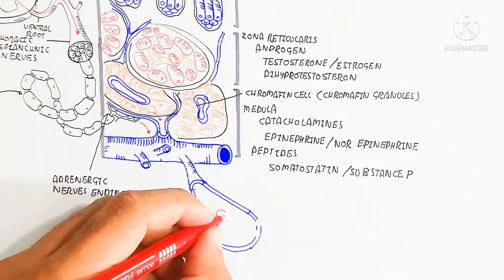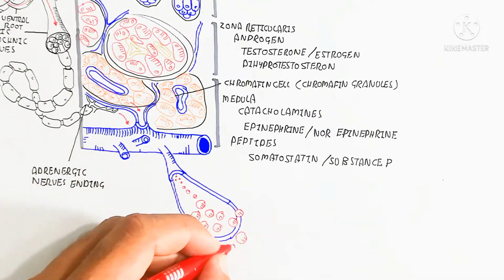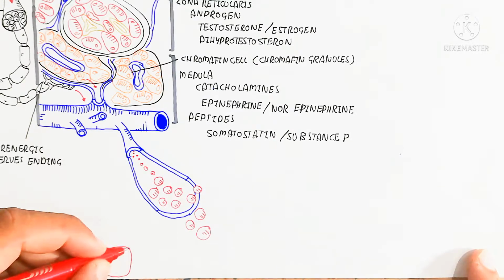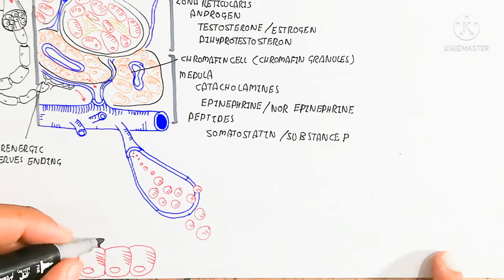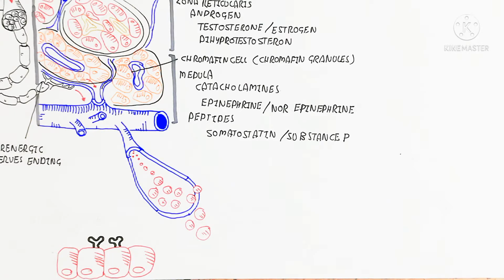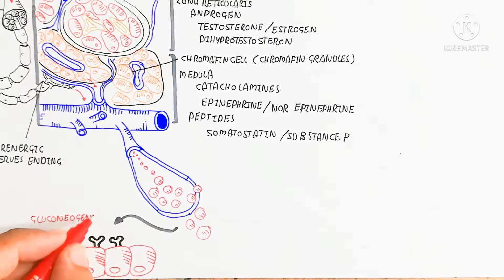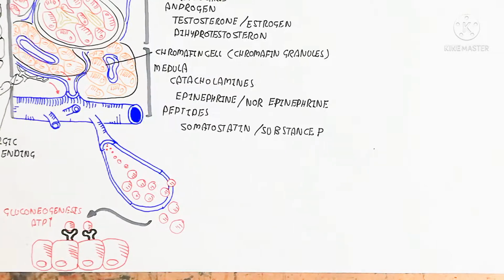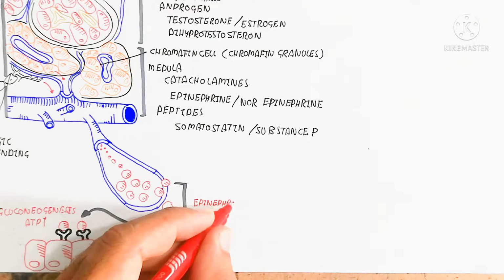This stimulation causes release from the adrenal medulla to produce epinephrine and norepinephrine. Epinephrine and norepinephrine stimulate different tissues for gluconeogenesis and ATP production, for example in the liver and muscle. Epinephrine causes muscle contraction, and norepinephrine stimulates muscle contraction as well as vasoconstriction. So this is the basic reason why we discuss it here.